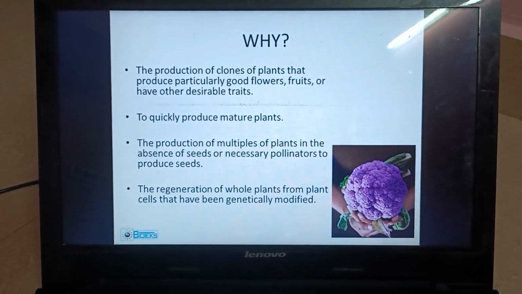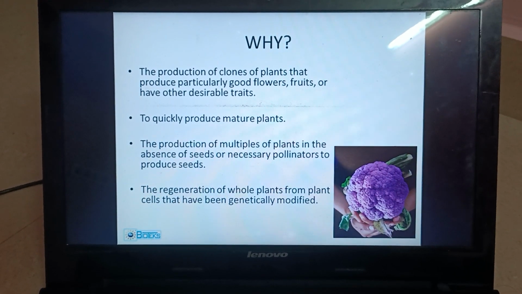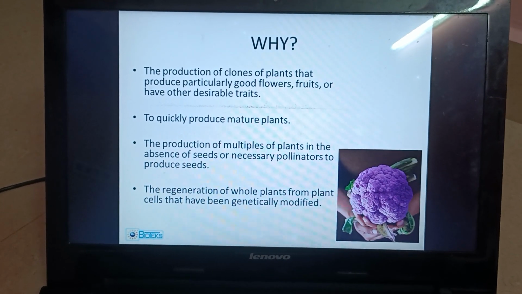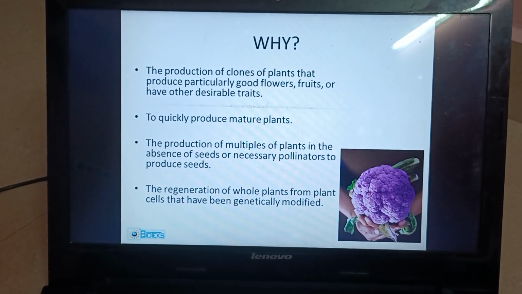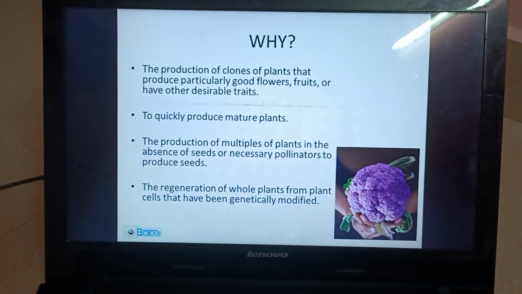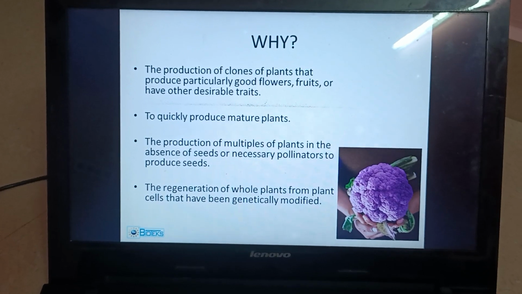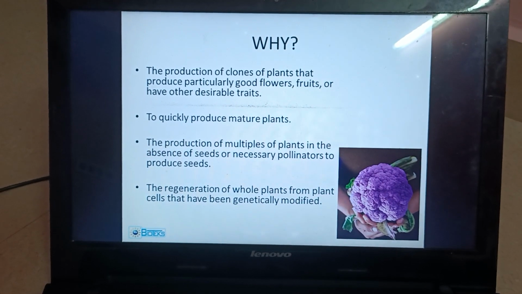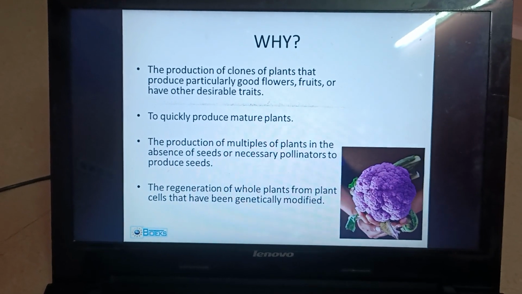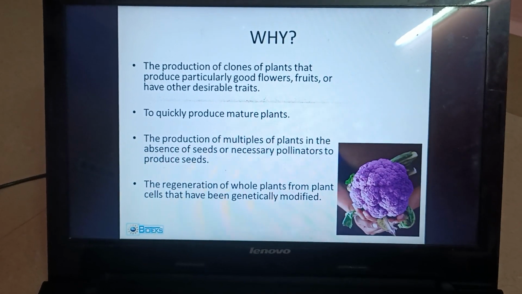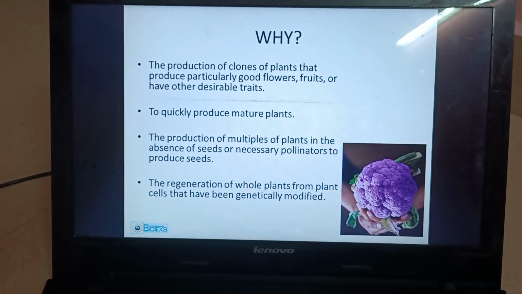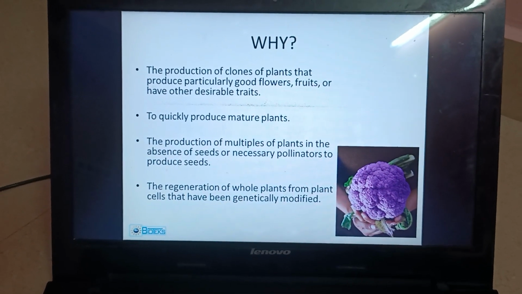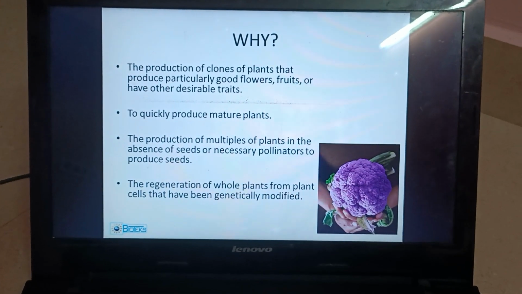In this process, we can quickly produce a mature plant. We can produce multiple plants in the absence of seeds or the pollinators necessary to produce seeds. We can produce seeds also; not only mature plants, we can produce the seeds too. There is also the regeneration of whole plants from plant cells that have been genetically modified. Not only can we produce a whole plant similar to the parent plant, we can also modify the plant using genetic transformation methods.